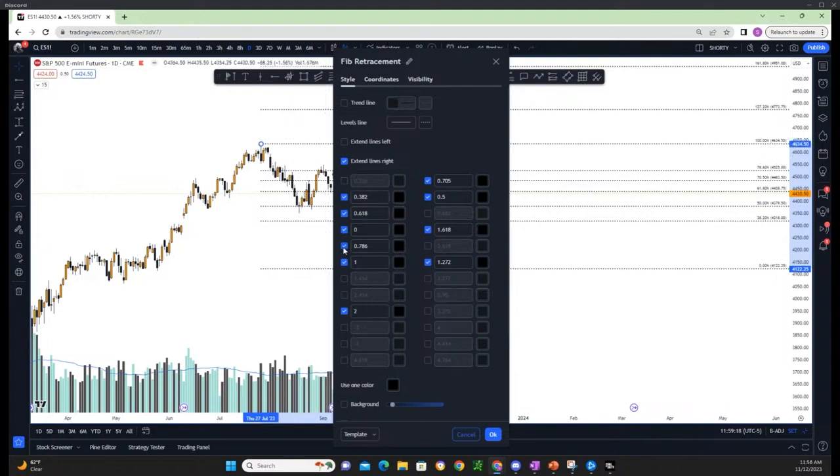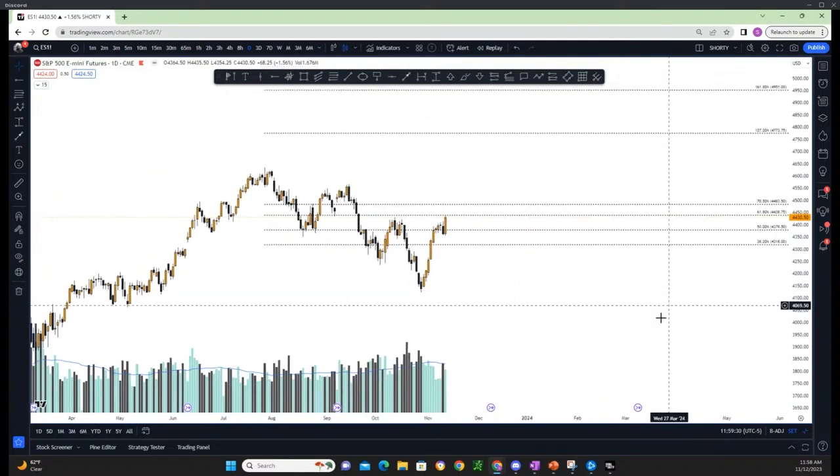Yeah, obviously, you know where you start and where you finish. I don't use any of these. I use 382 occasionally. I don't use the twos. This is all the fibs I have.